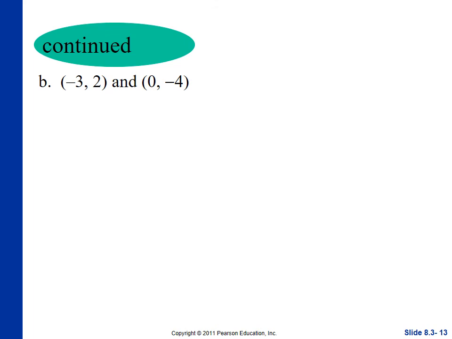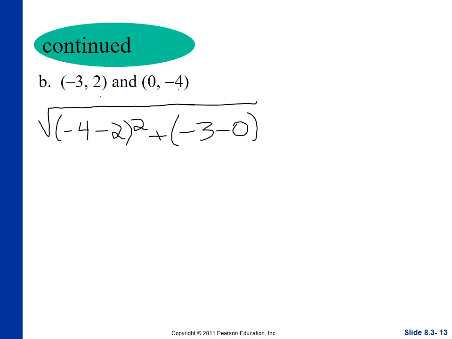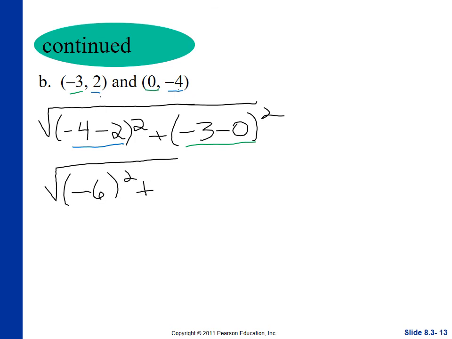Let's go over here. I'm going to say the square root of -4 minus 2 and square that. And I'm going to say plus -3 minus 0. I've got them totally out of order, but I still have both y's together, both x's together. Oh, and I want to make sure I square this. So, -4 minus 2, -6 squared, plus -3 minus 0 is -3 squared.